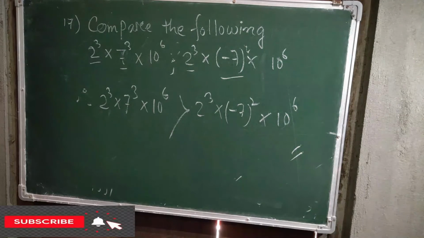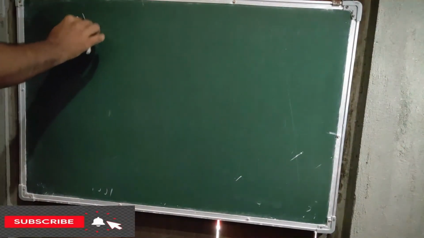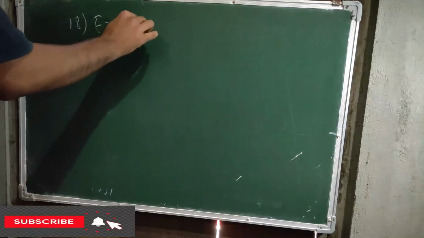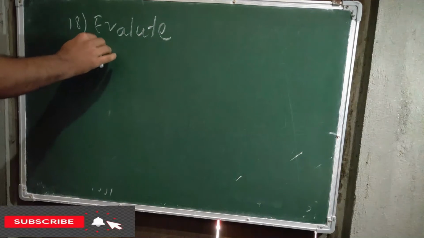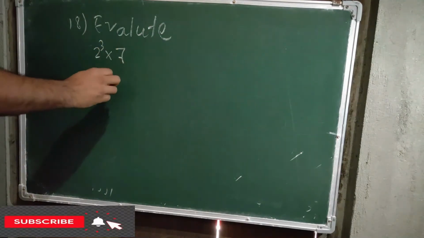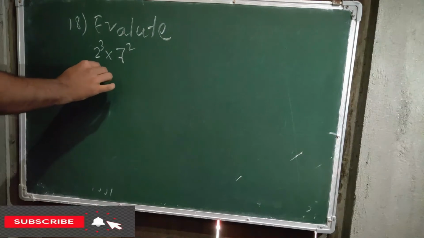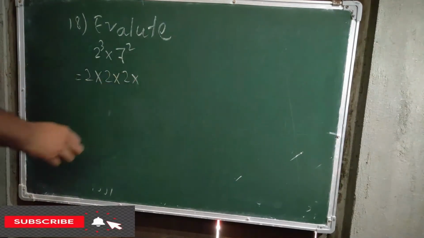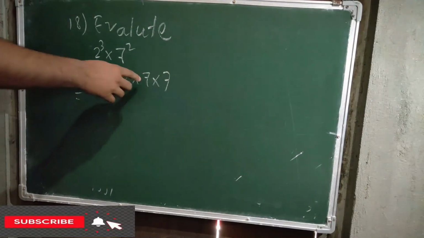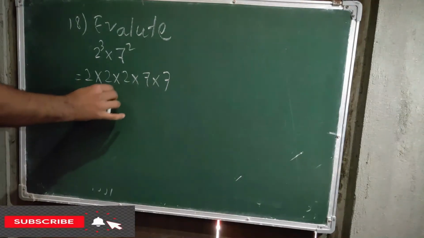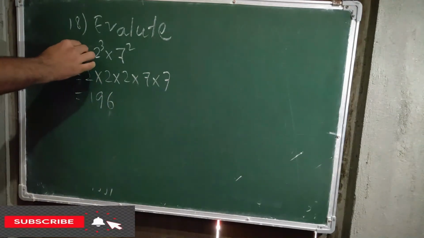Now we will solve question number 18, which is: evaluate. The question is evaluate. A: 2 cube into 7 square. So 2 cube means 3 times we have to put 2, and 7 square means 2 times we have to put 7. When you multiply, you will get 196. This is number A.